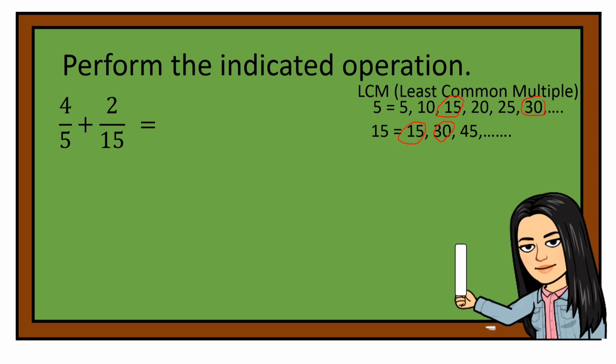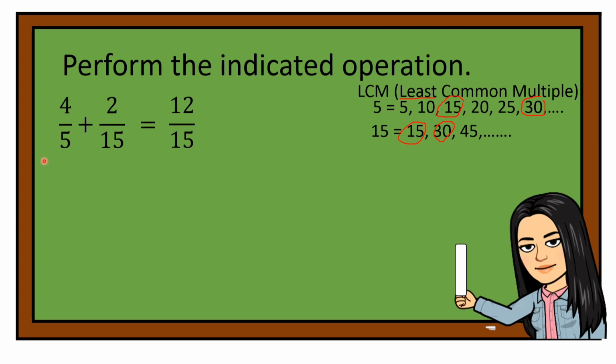But from the word least, we have to get the smallest number. And the smallest number is 15. So, therefore, 15 is our least common denominator. So, next, since we have here 15 as our least common denominator, we can now proceed in finding the equivalent fraction.